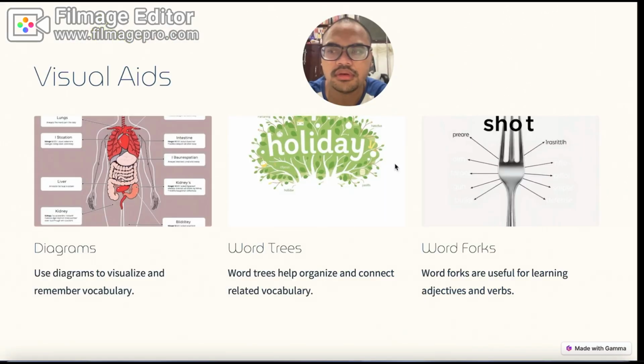Okay, now on to another tip for learning vocabulary. Visual aids. It will be easier to learn vocabulary with the help of visuals to clarify the words and their meaning. Here are some of them. Diagram. Use them to visualize and remember vocabulary by showing it in a picture. Word trees. Word trees help organize and connect related vocabulary with branches connecting leaves of related words. And word forks. Word forks are useful for learning adjectives and verbs.